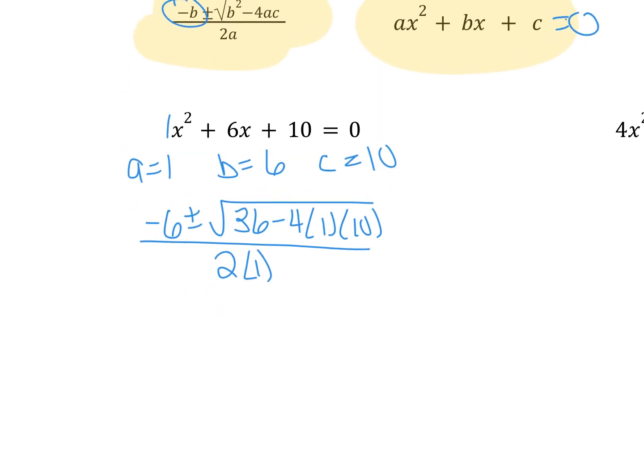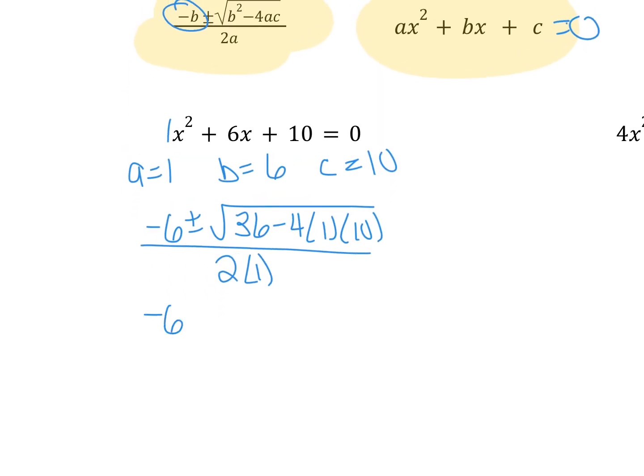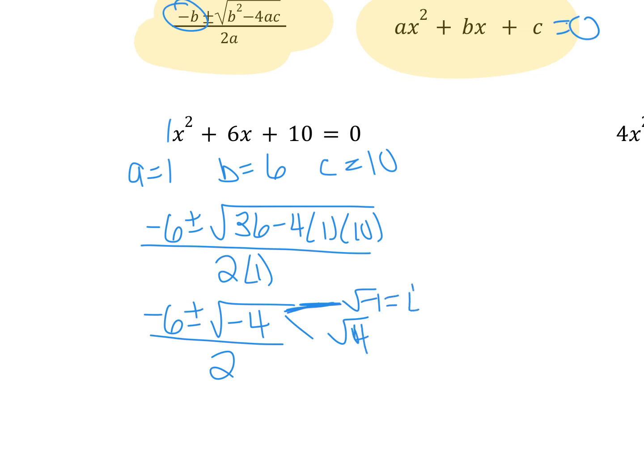So let's kind of put some of that together. We're going to have negative 6 plus or minus the square root. 36 minus 40 is negative 4, over 2. Not to forget, we can't have a negative underneath of that square root, so we're going to have the square root of negative 1 and the square root of 4. So we're going to have i, and we're going to have 2.